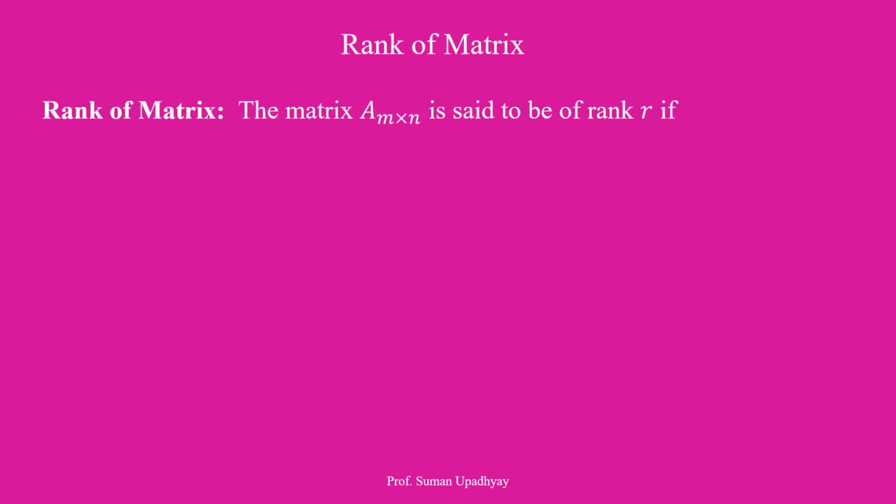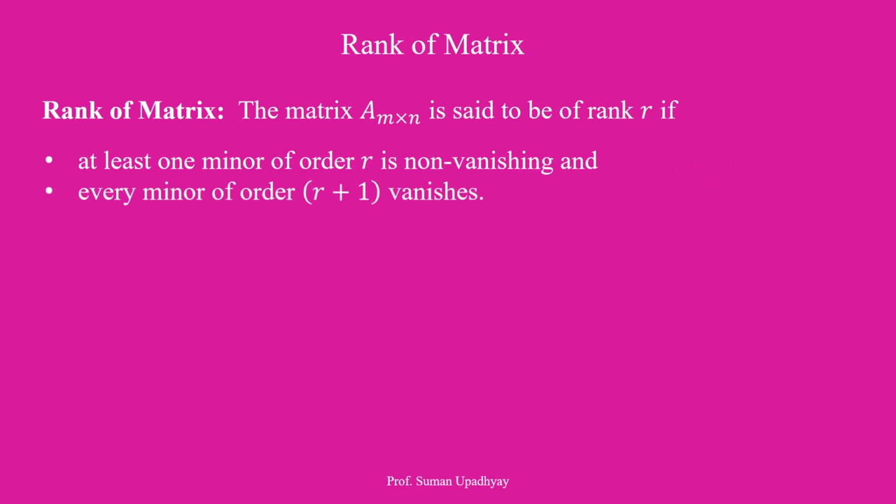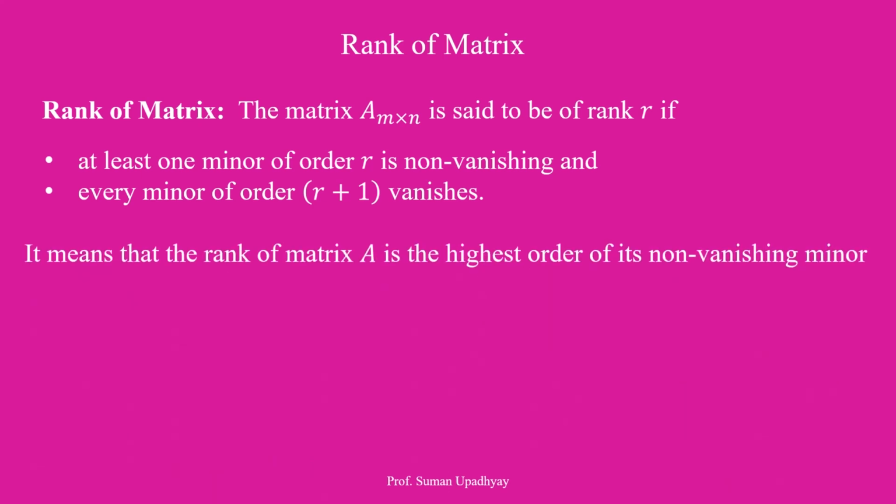Let us see the formal mathematical definition of rank of a matrix. The rank of a matrix A of order m by n is said to be of rank R if at least one minor of order R is non-vanishing and every minor of order R plus 1 vanishes. Basically, the minor method for finding rank of a matrix tells you the largest square whose determinant is going to be non-zero. And the rank of a matrix is denoted by ρ(A).